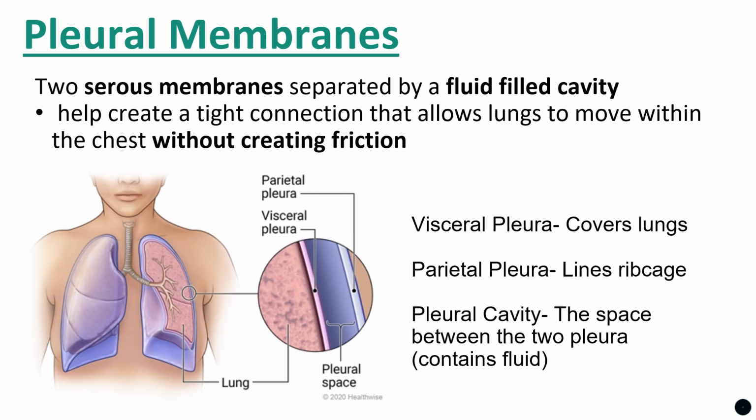Whenever we did our dissections, a lot of you got to see this. So we're going to have serous membranes that are going to be separated by a fluid-filled cavity that are going to kind of encase the lungs to help create a tight connection that will allow the lungs to move within the chest without creating friction. The visceral pleura is going to cover the lungs. The parietal pleura is going to line the rib cage, and the pleural cavity is going to be the space in between them, and it's going to contain a little bit of fluid to help cut down on that friction.